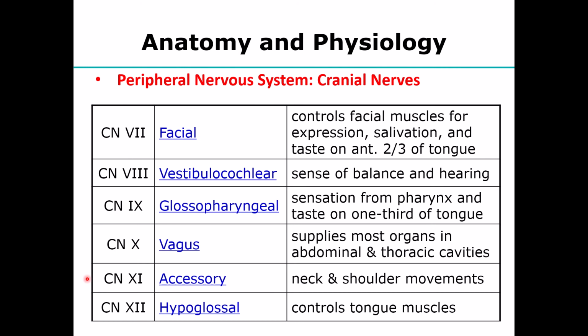Cranial nerve 11 is the accessory nerve, and that controls two muscles, which are important for movement of the head and neck, and also partially shoulders. The hypoglossal nerve is a motor only nerve. This is cranial nerve 12, and that is important for control of the tongue muscles.